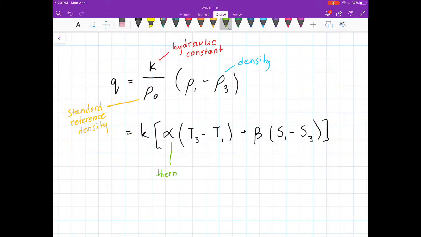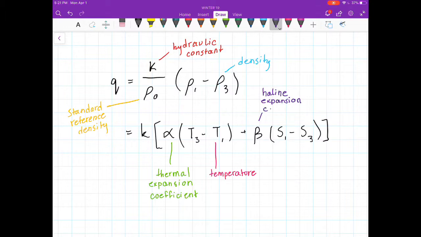This equation shows it broken down into a thermal expansion coefficient multiplied by a difference in temperature, otherwise known as the temperature gradient, as well as a haline expansion coefficient and a difference in salinities. These two terms combined make up density. Now let's take a look at some of the spinning forces that are involved in creating the Coriolis effect.